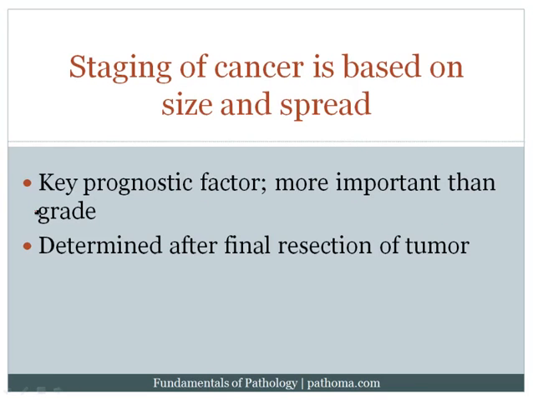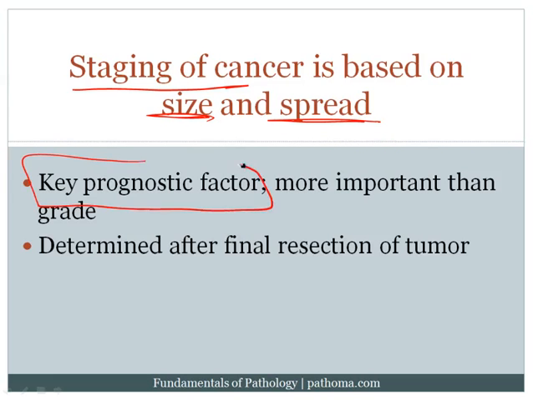Another important feature of cancer that we need to be familiar with on a clinical level is staging. And staging basically asks the question, how far has the cancer grown? So what's its size or depth of invasion? And how far has the cancer spread? So it's based on two things, size and spread of the cancer. Now, this is the key prognostic factor. It is the number one prognostic factor. It is more important than grade. And the final staging is really determined after resection of the tumor.